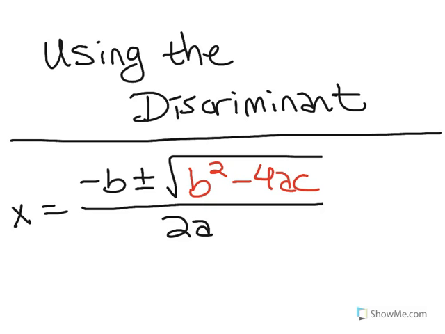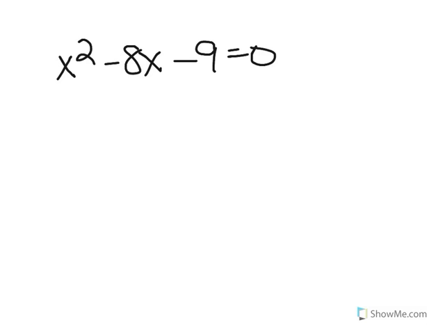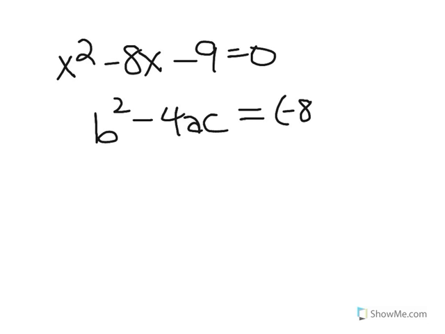Let's take a look at that in a little more detail. Consider this quadratic equation, x squared minus 8x minus 9 equals 0. Just focus on the discriminant, b squared minus 4ac. Do always make sure that your equation is in standard form. This one is. In this equation, b is negative 8. So we have negative 8 squared, and then minus 4ac, so minus 4 times 1 times negative 9.